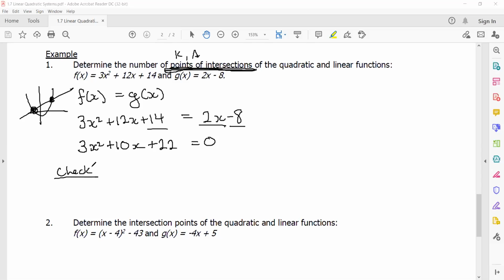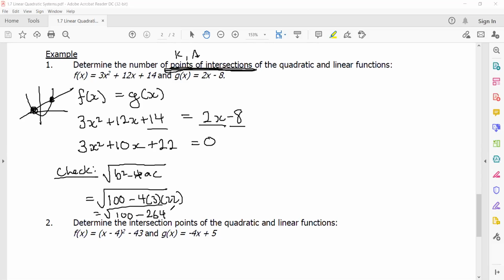And as well, always, before you do anything else, you may want to check this. b squared is 10 squared. 4 times a times c is the square root of 100 minus 4 times 3 times 22, which is 264. I already see that the square root portion is going to be a negative.